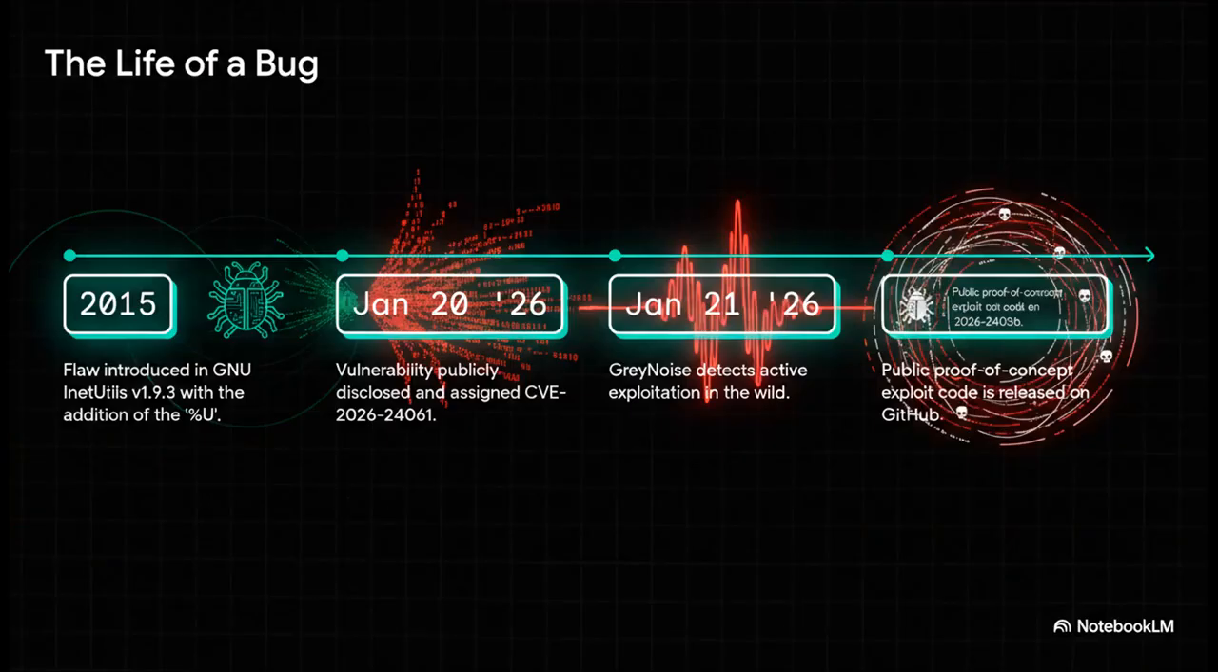And this timeline? Wow. It shows you just how fast a forgotten bug can turn into an absolute wildfire. So it's introduced way back in 2015, sits there completely dormant for over a decade. Then, the moment it's disclosed, it takes the folks at GreyNoise less than 24 hours to see it being actively used by attackers in the wild. And just 2 days after that, a full working exploit is on GitHub for anyone to download.